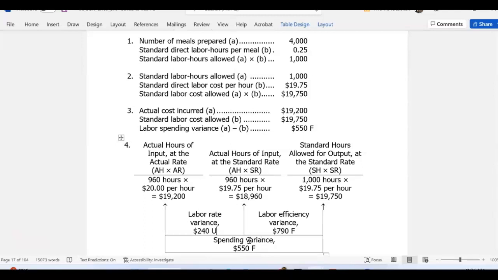So if you are in a management meeting and you are talking about this, you will mention that, yes, even though we spent a little bit more for our labor force, our labor force is so knowledgeable, so fast, so efficient that we end up with a total labor spending variance of just $550 favorable, even though our rate was high. You're probably going to say to your management team, this is perfect, even though we sometimes pay a little bit more in labor rate, the efficiency variance is so high that it justifies that higher pay to labor. Make sense?